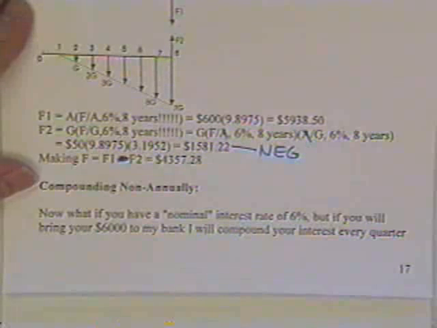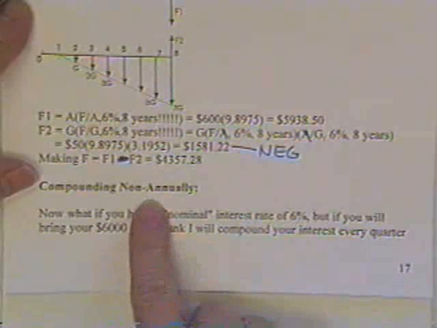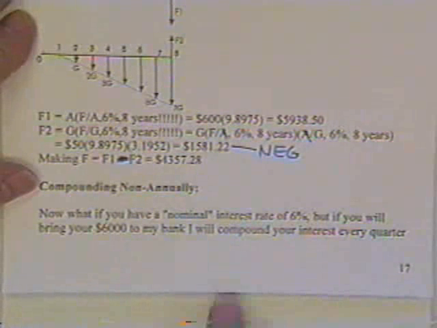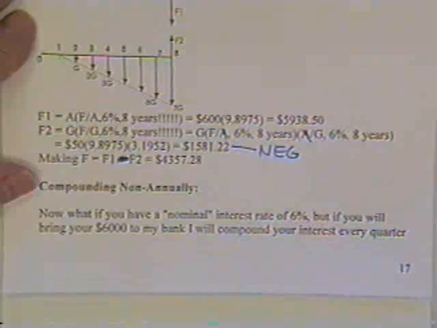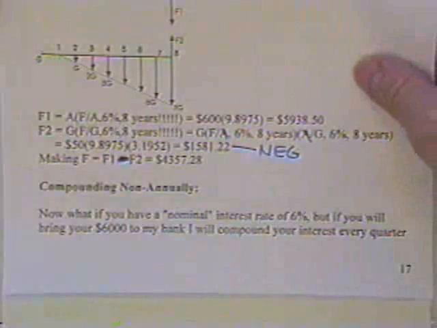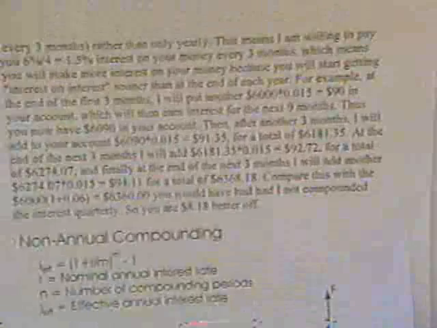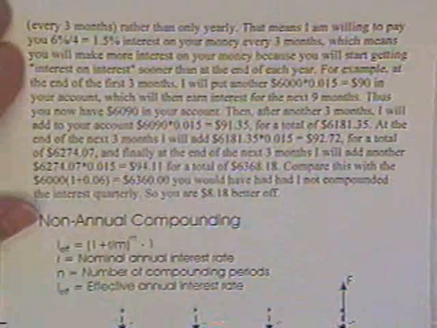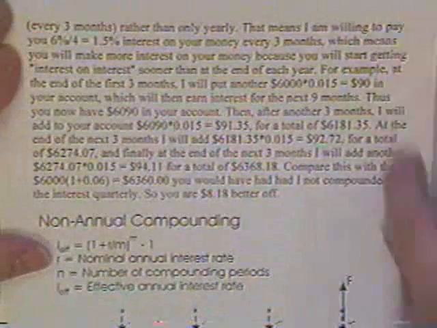All right, now then, let's see what happens if these payments are not compounded annually. What if I tell you I'm going to use an interest rate of 6%? I mean, it's not really 6%, but it's a nominal rate of 6%. And I tell you what, if you'll bring your $6,000 to my bank, I'll compound your interest every quarter. In other words, every 3 months, rather than only compounding it at the end of the year.